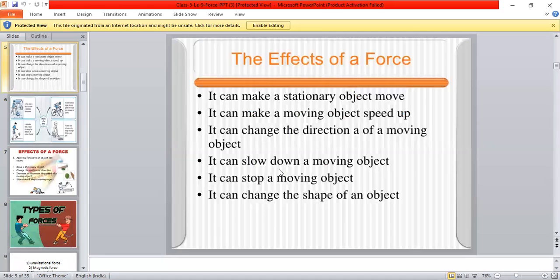Force can make a stationary object move. It can make the moving object speed up. It can even change the direction of the object or slow down the motion of the object. It can even stop the object or it can change the shape of the object.